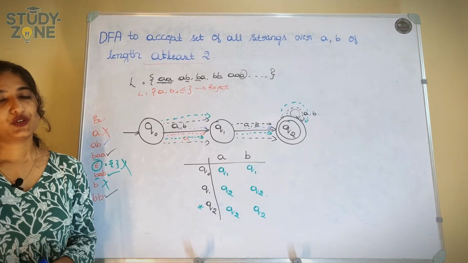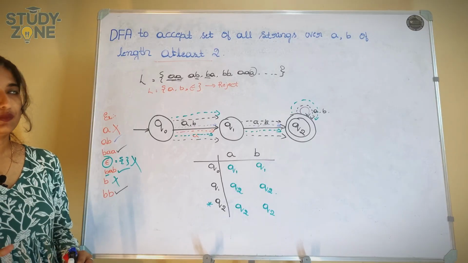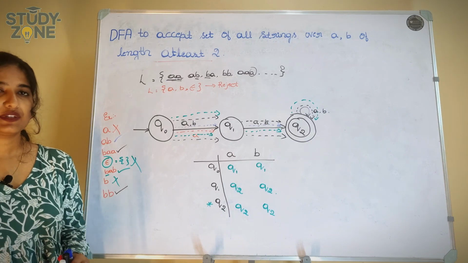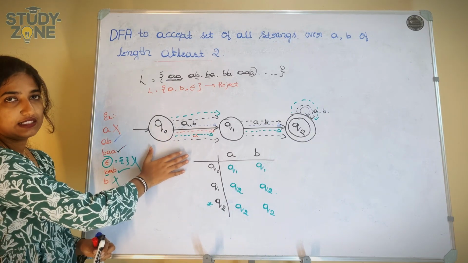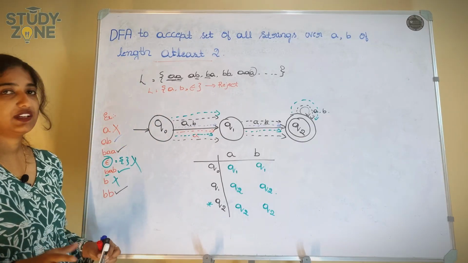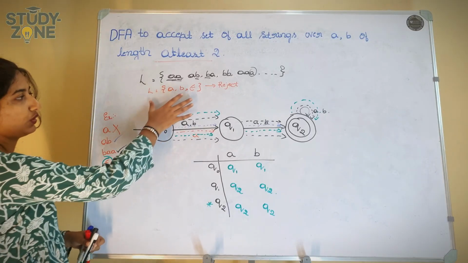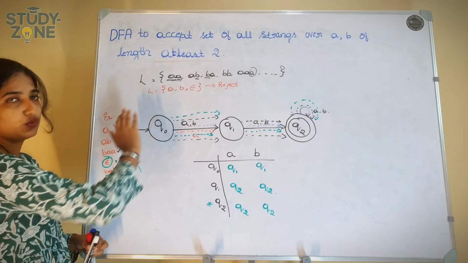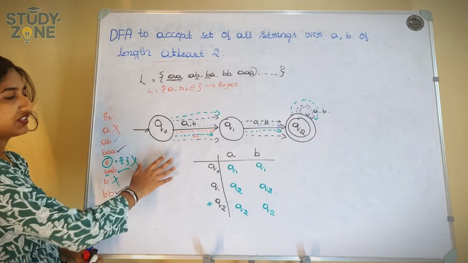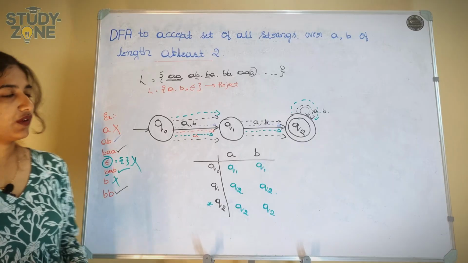Okay. To recap what we have discussed today. At first we have taken the problem of strings over a comma b of length at least 2, which means we constructed a DFA which is going to accept a string which is having 2 or more than 2 characters, and we have checked whether it is going to reject strings with less than 2 characters, and then we have taken some of the examples and traced the transition diagram, and then we wrote the transition table. So that's what we have discussed today.